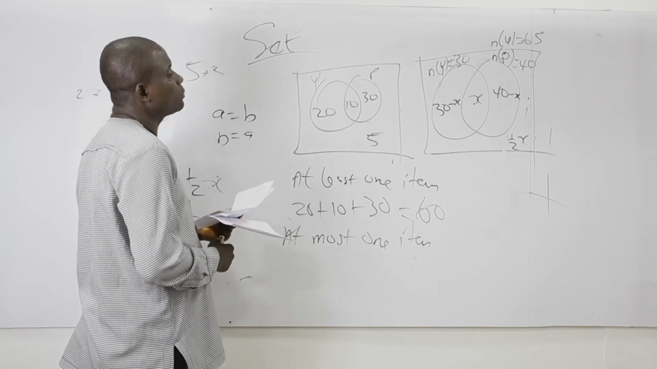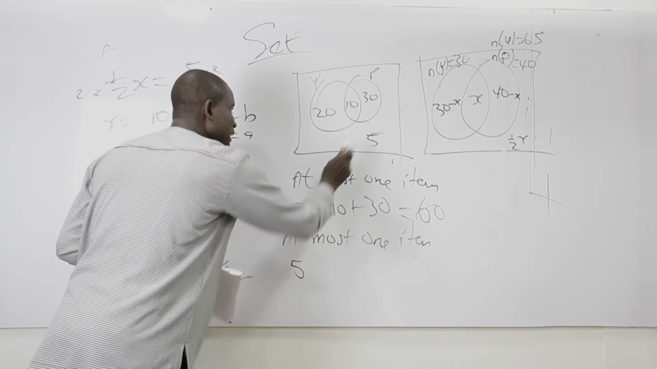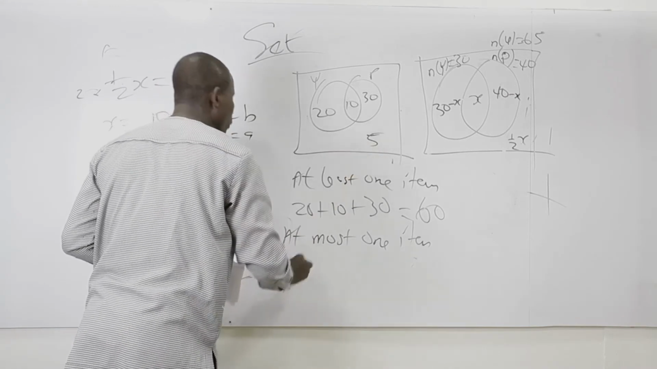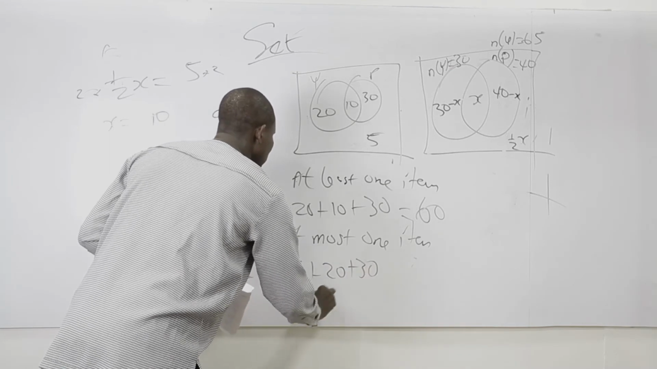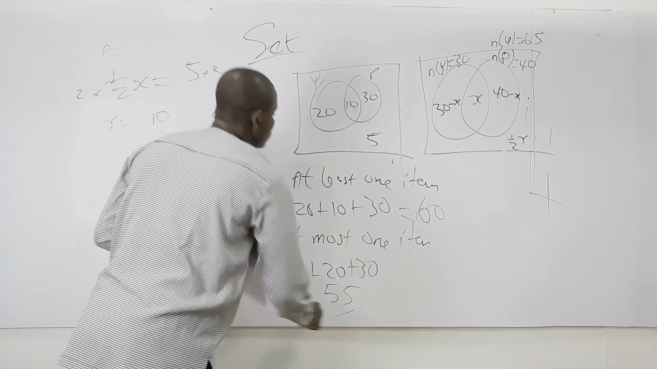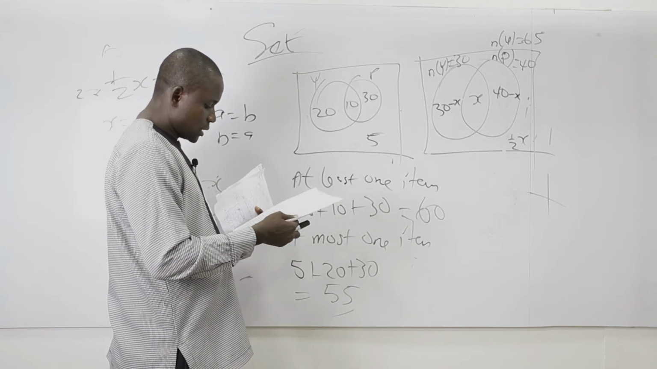At most one item, the highest is one item, so it becomes 0 item. Here is 0, 0, 1, it didn't take part. So 5 plus 20 plus 30, and that will be, I think, 55. Yes, so that is how this one also goes.